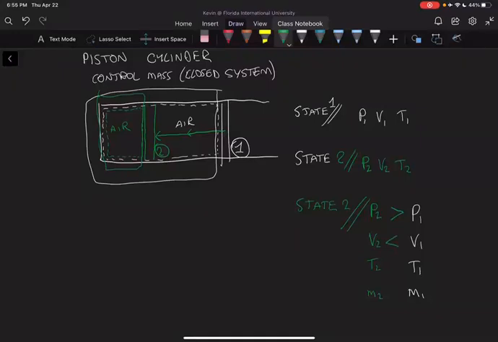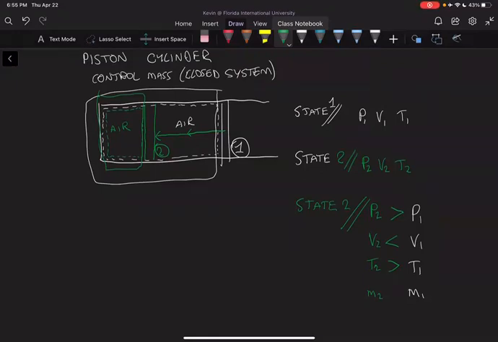What about temperature? Well, usually when we compress something by putting work on it, by pushing it into a smaller space, the temperature usually increases. Now, this is not always the case because there might be some heat being lost in the system, but we can assume for now that temperature 2 would be higher. Okay, we're not sure, but we can assume that.